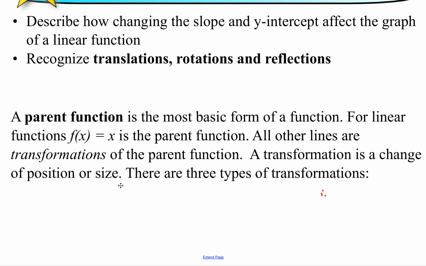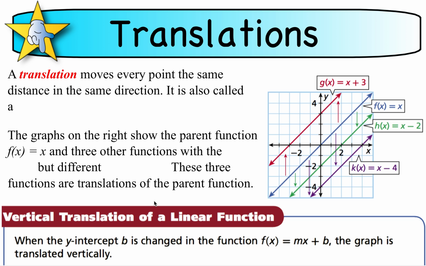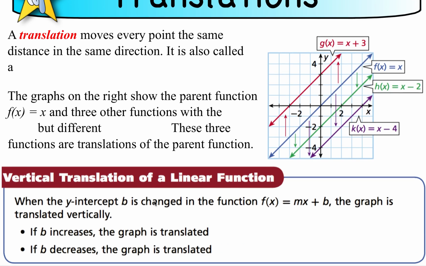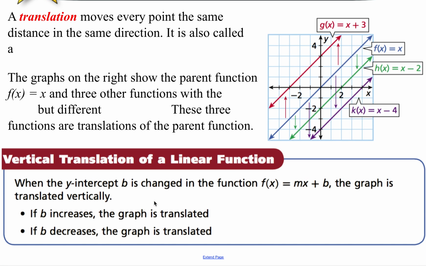A transformation is a change of position or size, and the three types of transformations that we will be talking about are translations, rotations, and reflections. So let's start off with the simplest of the transformations, translations. A translation moves every point the same distance and the same direction. We also refer to it as a slide.